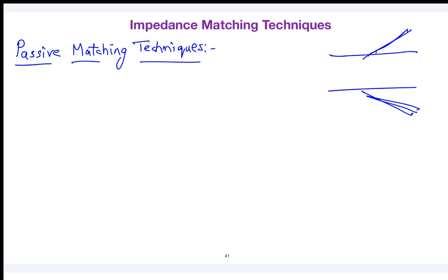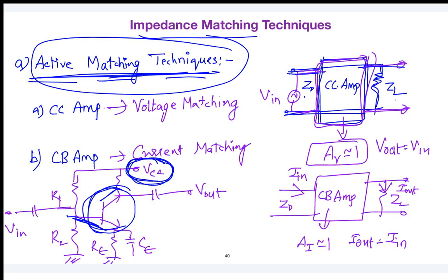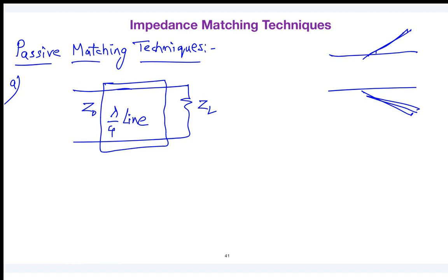One simplest method I am going to tell you. Initially, if your Z0 is not matched to ZL, you can add a quarter wave transformer in series. So you can add a lambda by 4 line. Similarly, what we have discussed in this particular case, instead of a common collector amplifier, you can also add a quarter wave transmission line to do the impedance matching.